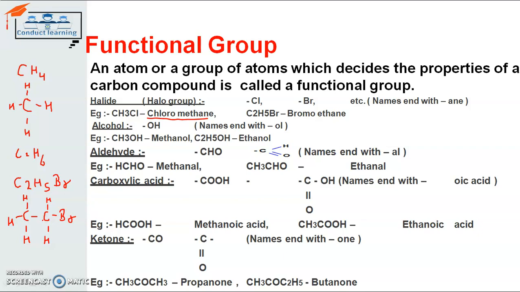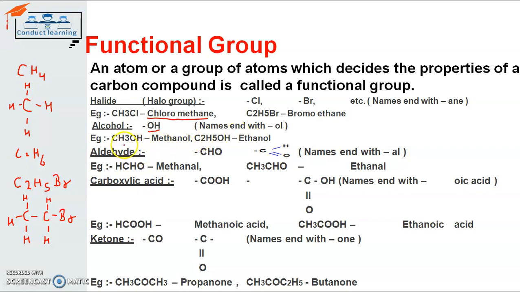The chemical representation, or you can say the chemical formula, for the alcohol is OH. That means it contains one oxygen atom and one hydrogen atom, and the suffix for the same is ol. Whatever carbon compound the functional group of alcohol is added to, it will be named with ol, as in the examples taken here, methanol and ethanol.